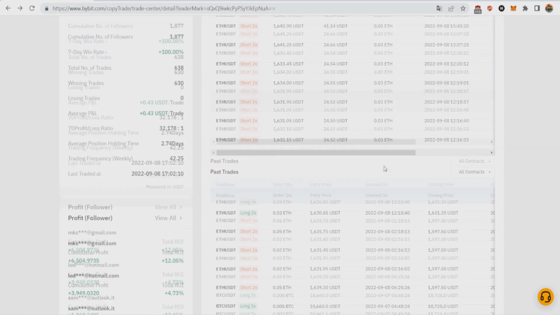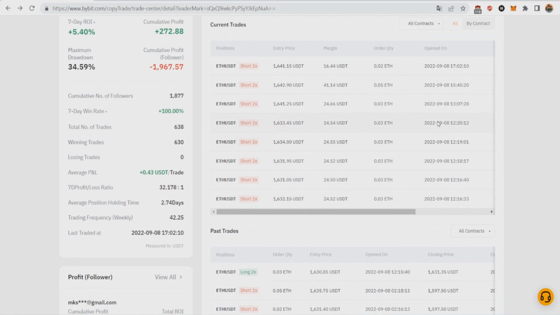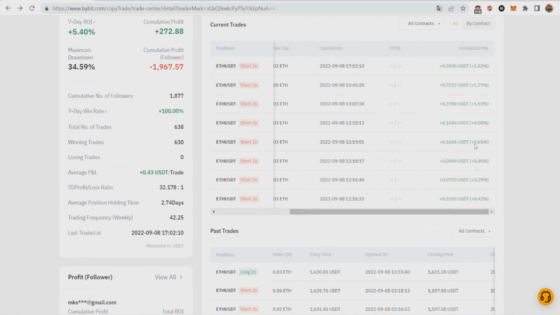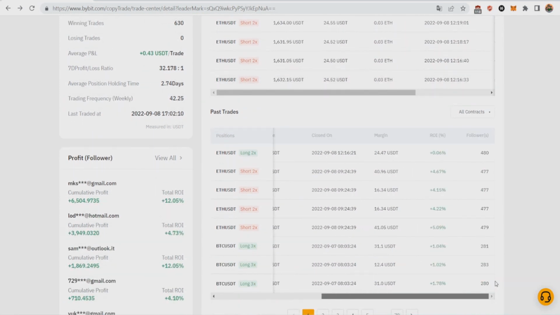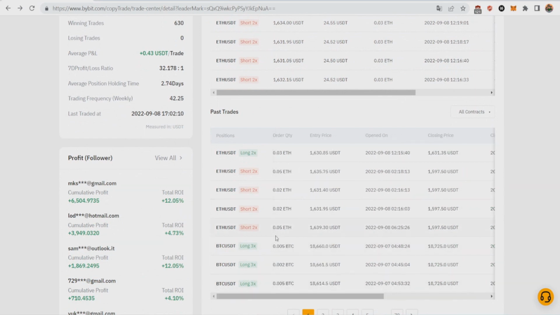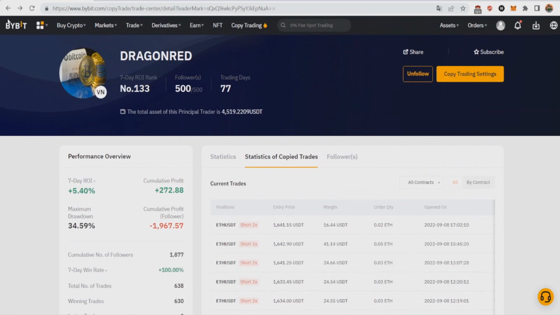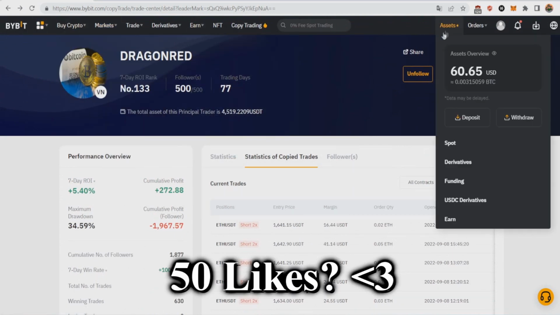Always be sure to check a lot of the statistics of the copy trader, how long they've been on the exchange. That's really important. How much profit they're making every week, how big they're trading, because this guy is doing short 2 times, long 3 times with not that much money, so he's the most advanced trader. So these are my tips, guys, if you want to find a good copy trader.